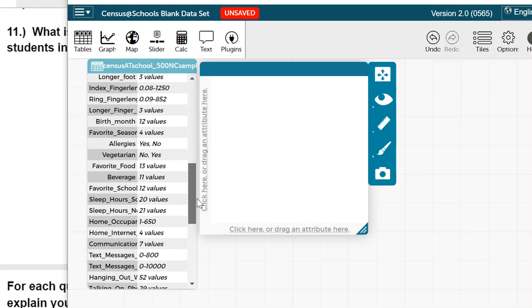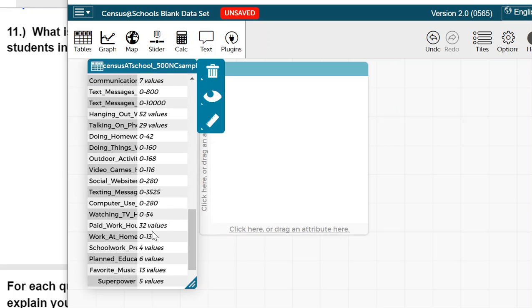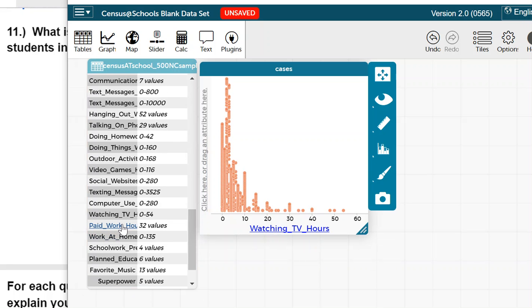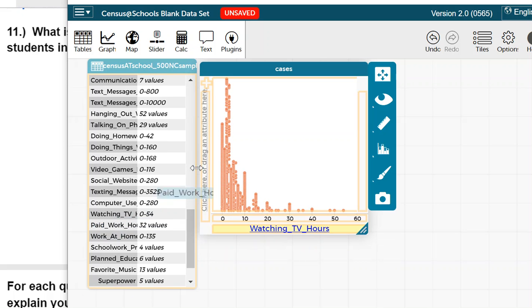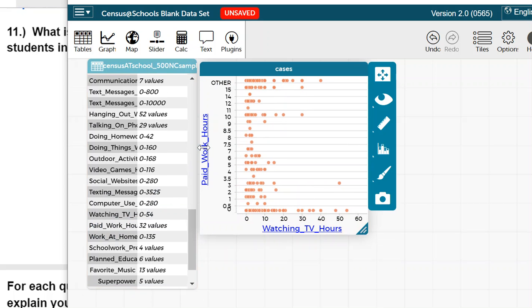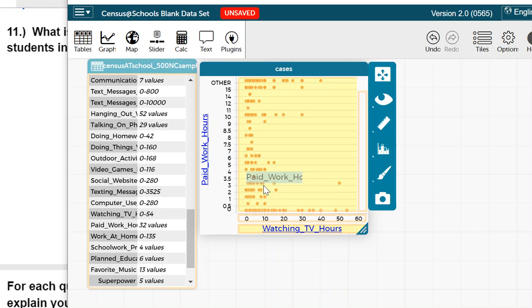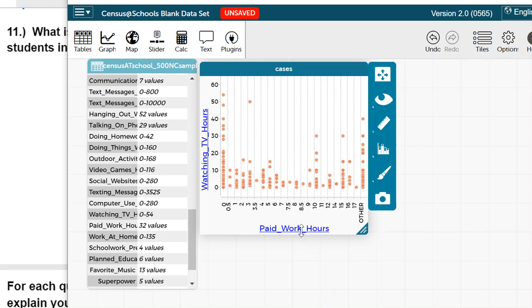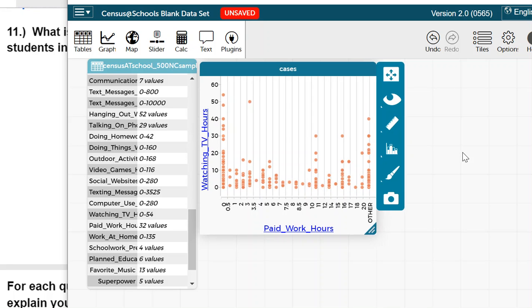All right, number of hours of TV watched. I'll throw that on the X. And then paid work hours. Okay, maybe I better switch these, put the paid work hours down here. And it's automatically going to switch watching TV over here. Now, I'm going to stretch this out this way.